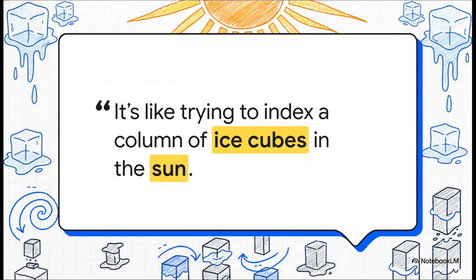I love this quote because it just nails the problem perfectly. Trying to work with a volatile score is like trying to index a column of ice cubes in the sun. It's melting, it's changing, its state is never fixed. So how on earth are you supposed to build a reliable system on top of something that unstable?